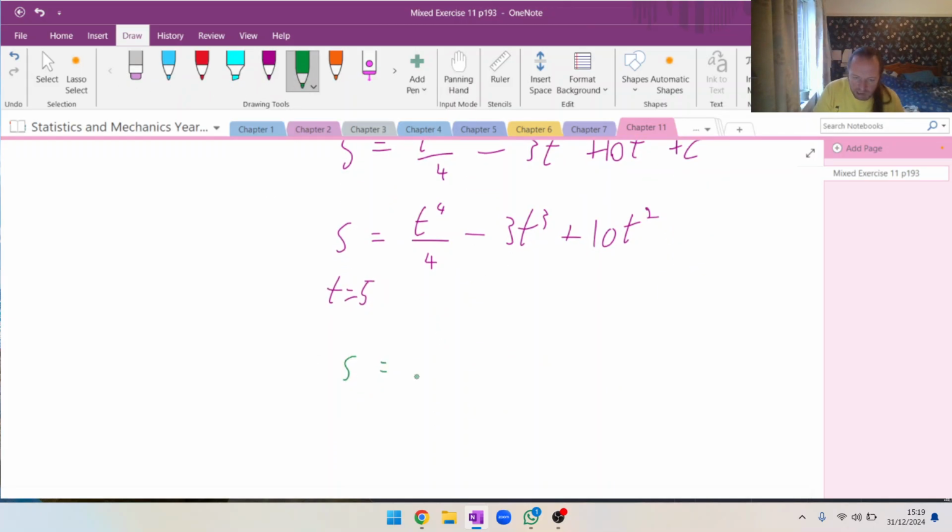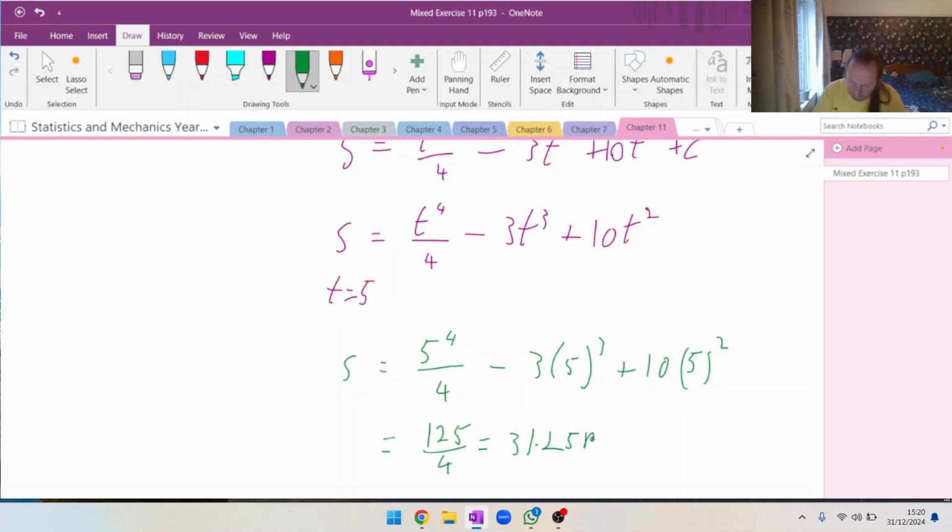So let's start putting that in. We've got 5 to the power 4 over 4, minus 3 times 5 cubed, plus 10 times 5 squared. Chucking all of that into a calculator. So 5 to the power 4 over 4 minus 3 times 5 cubed plus 10 times 5 squared is 125 over 4, which is 31.25.